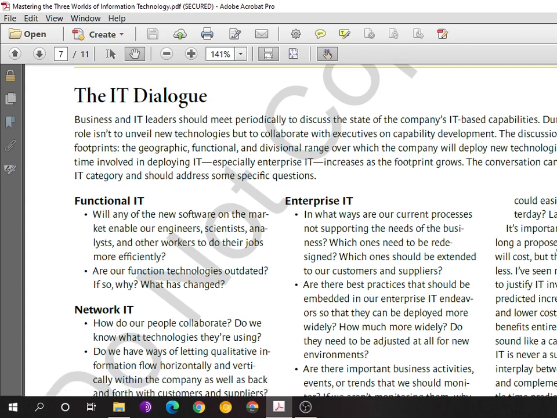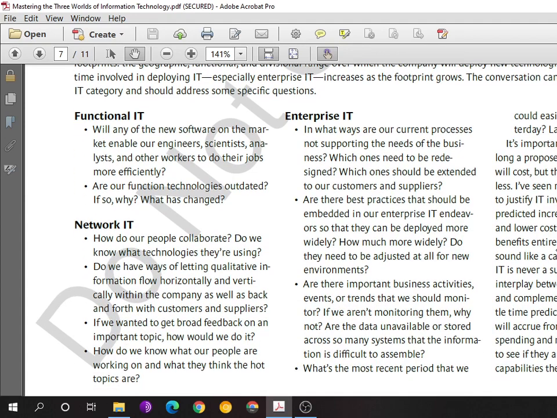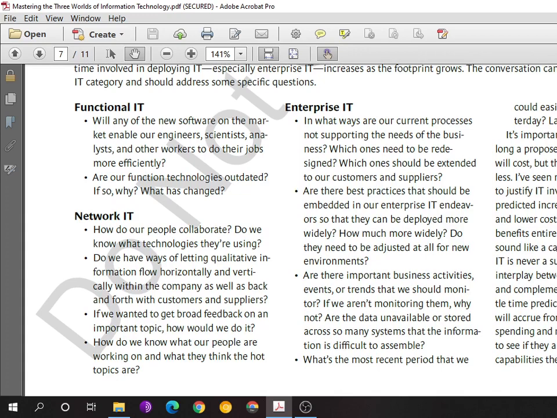So the conversation should be broken down into these questions, and there are some questions that they've posed. Whenever you as a business executive or even an IT manager are thinking about any of these technologies, you should ask yourself these questions. You should learn to ask these questions in these meetings.